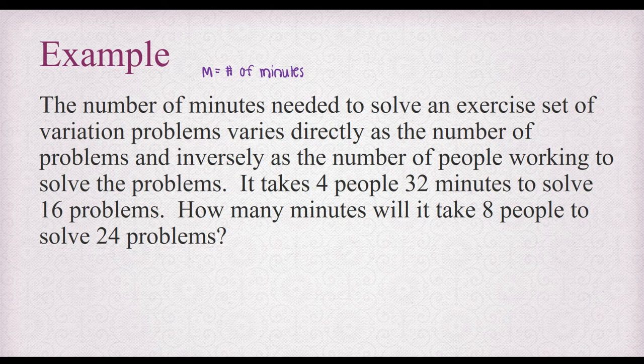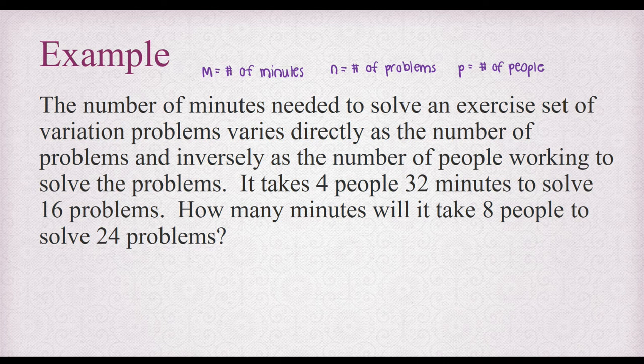Okay, it's talking about the problems. It says the number of problems. So if we're talking about the number of problems, I'm going to use the variable n. If we're also dealing with the number of people working on the problems, I'm going to use the variable p to represent the number of people. Okay, so those are the three variables. So it's not always x, y, k. Well, k is always going to be there, but x and y might not be. It might be whatever variable you decide to use.